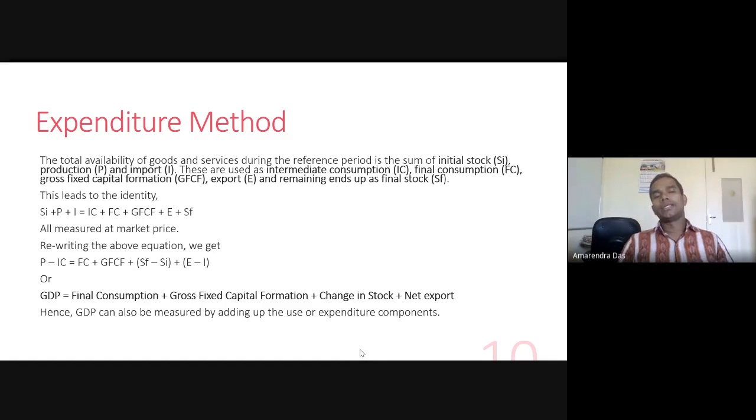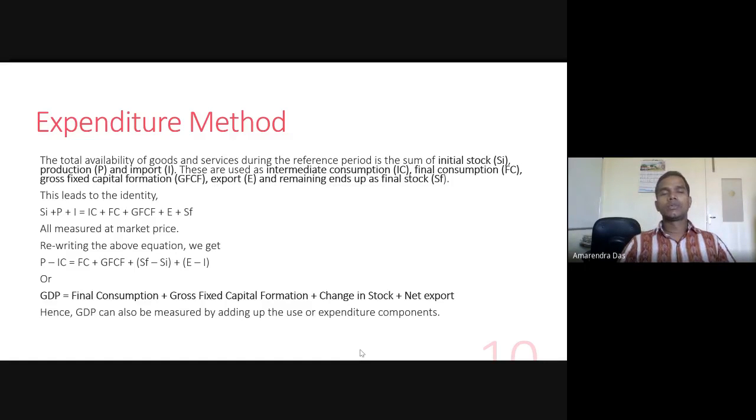Then that can be used either as intermediate consumption or inputs. That can be used as the final consumption, that means we completely enjoy it, eat it away. Or we can say gross fixed capital formation, that is basically the further addition to the capital that we are doing. Or it is the export that we are doing. And if something is left out, then that is known as the final stock. And all can be measured at market prices.